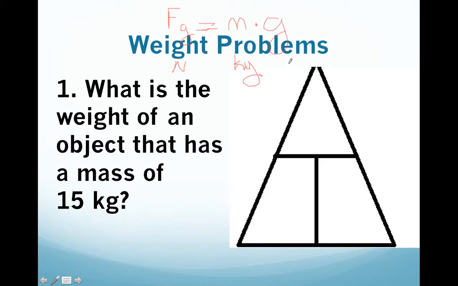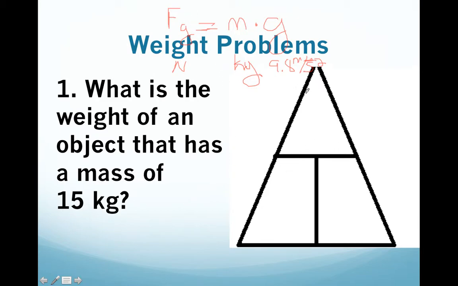And what's the numerical value for gravity? Going back to the problem we had a second ago, it would be 9.8 meters per second squared. Okay. Oops, sorry. Let me make that a 2 there. Meters per second squared. All right, so let's look at this problem. It says, what is the weight of an object that has a mass of 15 kilograms?